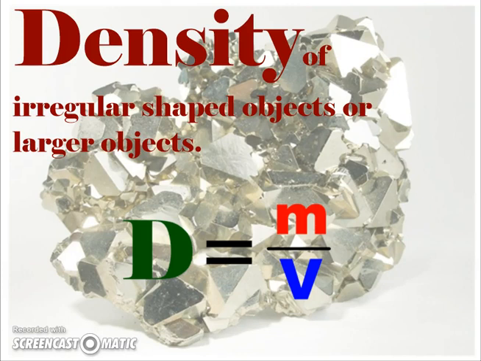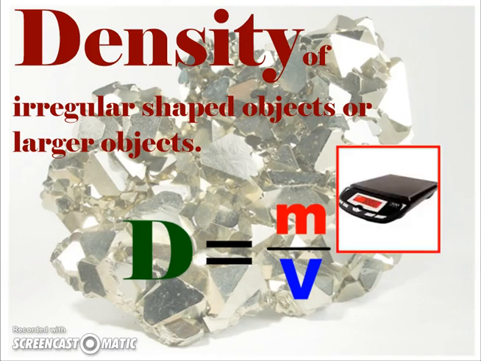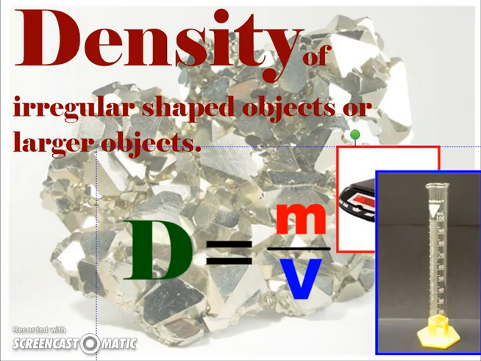So how do you find the mass again? That's right, with the electronic balance. And as a reminder, how do you find the volume of an irregular shaped object? You can't use a formula like you did with the cylinders. So what would you use? You'd use a graduated cylinder, so you could do water displacement, right?